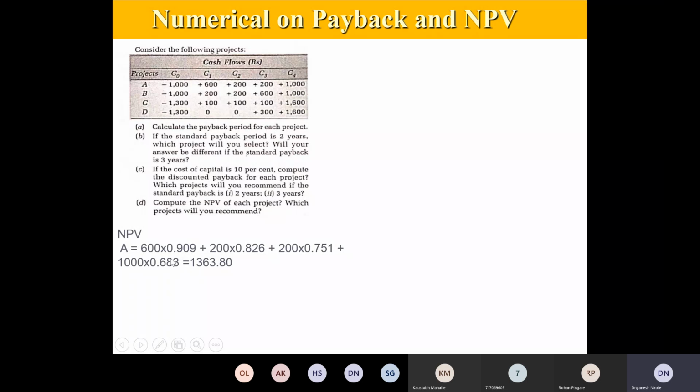Clear? Now you try, tell me the value for B. B के लिए क्या रहेगा? Quickly you tell me. You know these 4 factors already. Only cash inflows are changing. Instead of 600 here, it will be 200 because for B first year cash inflow is 200, second year again 200, third year 600. यहाँ पे 200 की जगह पे 600 रहेगा and this remains same. So tell me quickly what is the cash inflow for B?